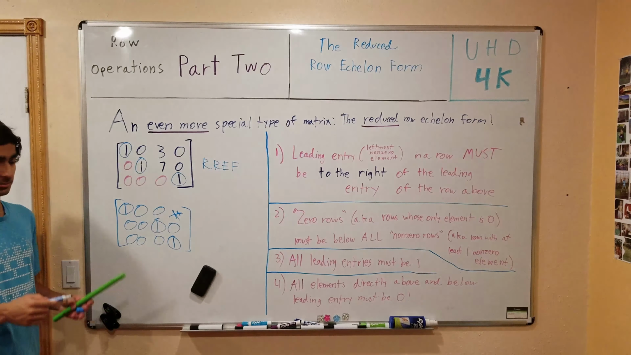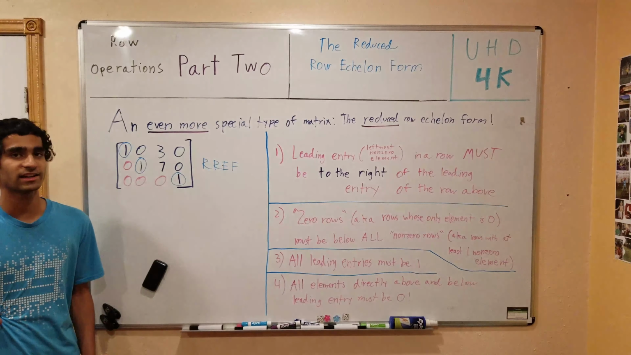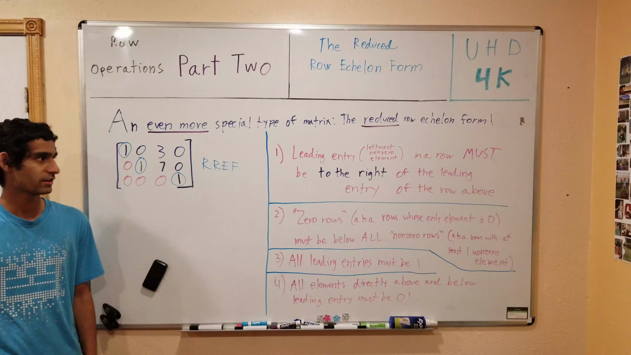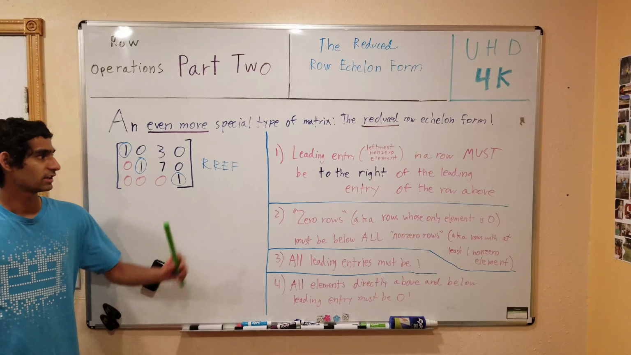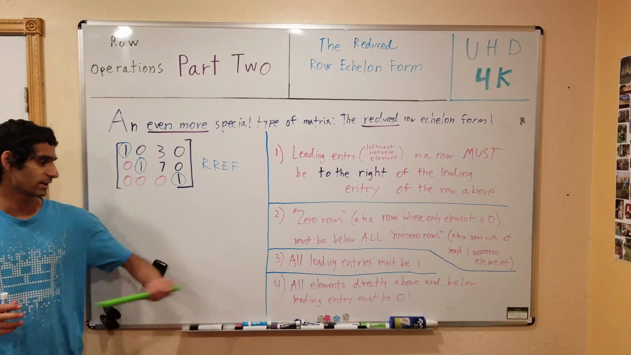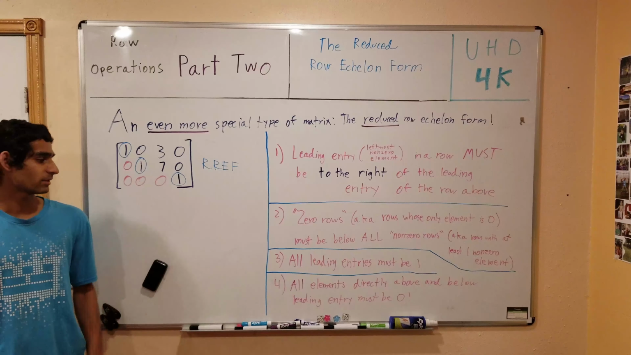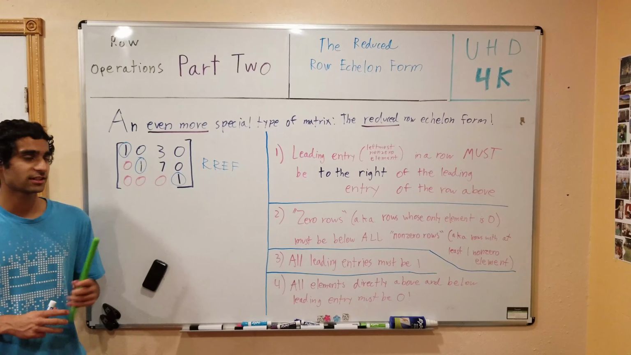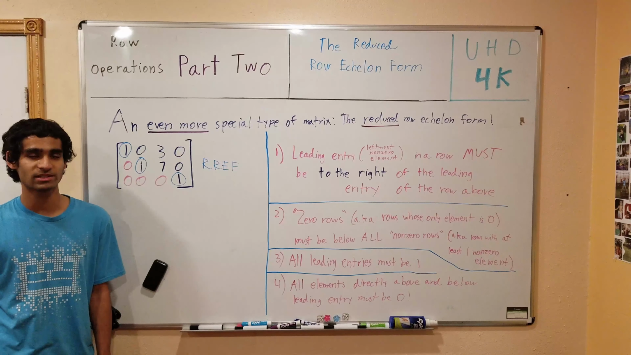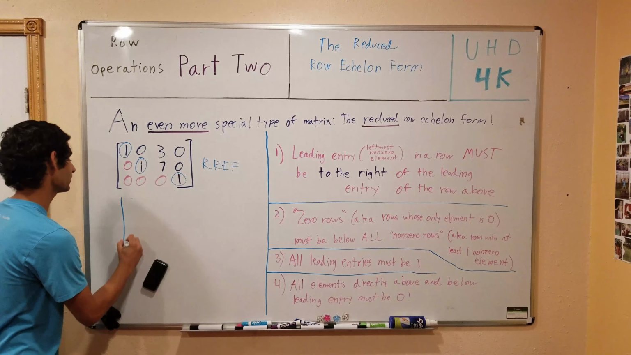So hopefully you've got the hang of it. Remember, 4 conditions must be satisfied in order for a matrix to be an RREF. Leading entries must be to the right of leading entries directly above. Zero rows must be below all the non-zero rows. Leading entries must be 1. And all elements directly above and below the leading entry must be 0. Basically, if a column contains a leading entry, all the values in that column except for the leading entry itself must be 0. So to finish up this video, I am going to draw a matrix which is in RREF.